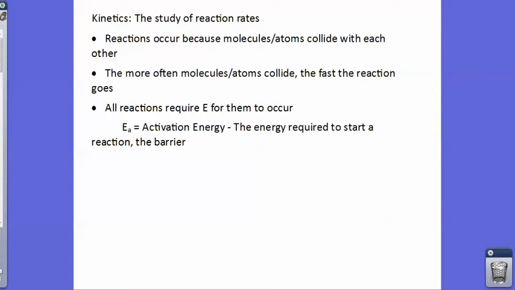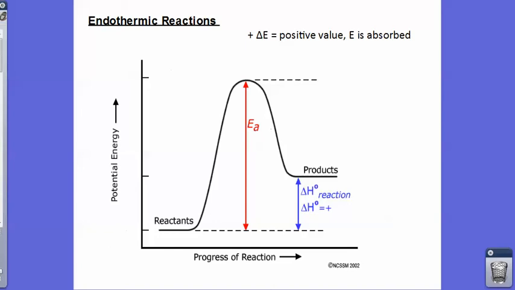All reactions require energy for them to occur. So we have this thing called E of A, which we refer to as the activation energy. This is the energy required to start a reaction. You can think of it as a barrier. The best way to look at this is by looking at an energy diagram as listed here.